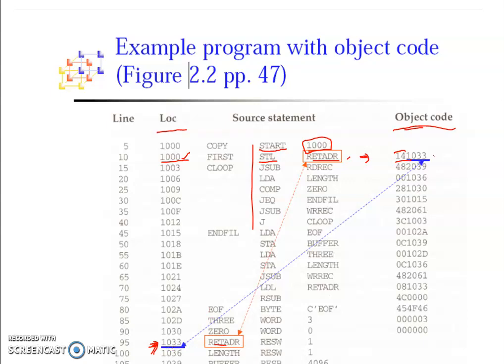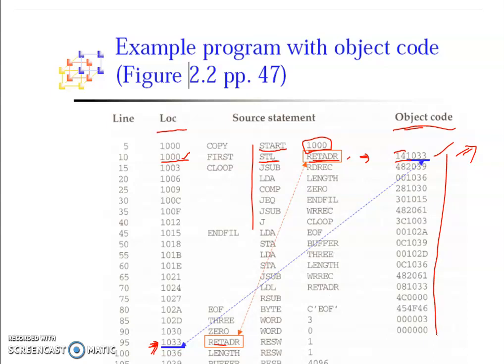So here the object code will be the machine equivalent of the opcode value, followed by the operand, that is a label, and the address given to that label. So this object code will be generated by the assembler. What you are going to study is how this object code is being generated.